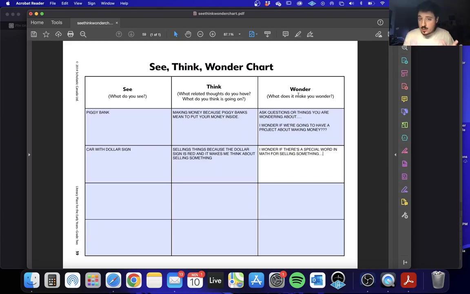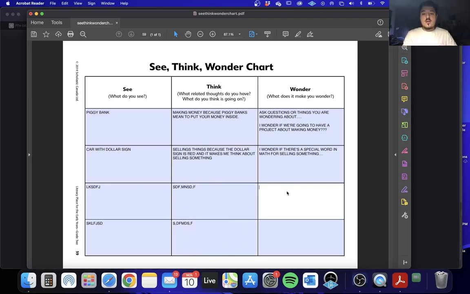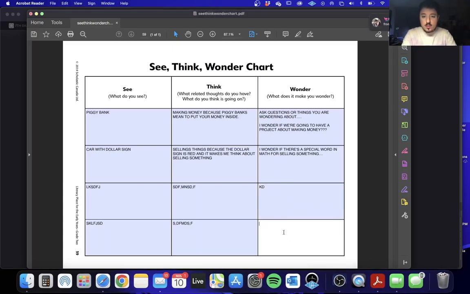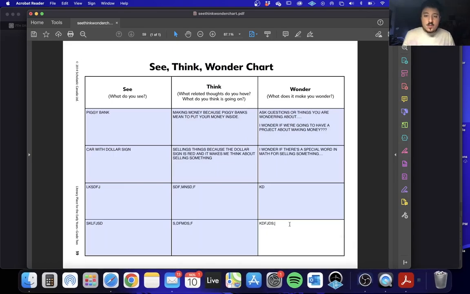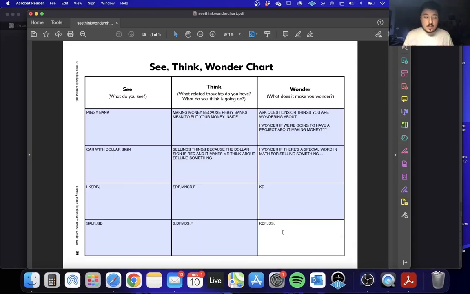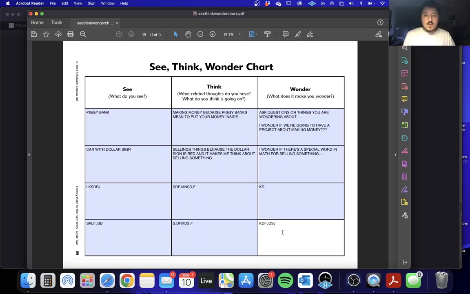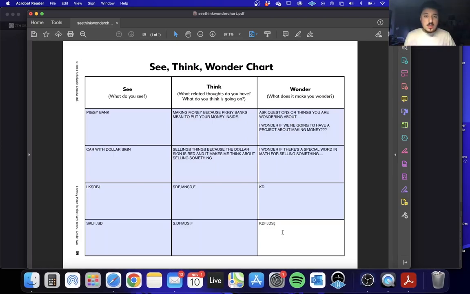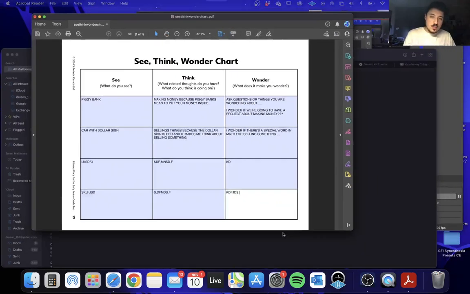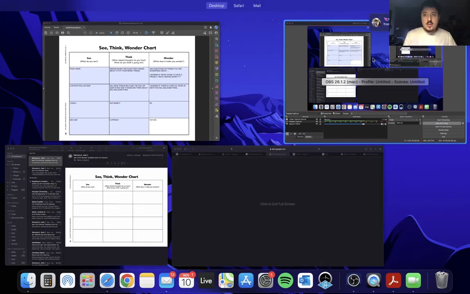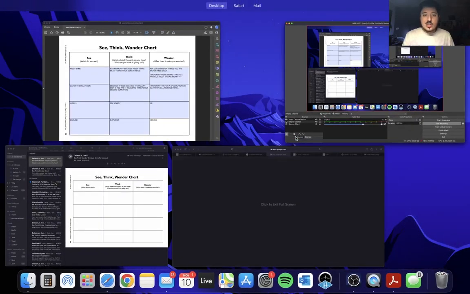All right, if you're already done, let's double check. You should have 4 things for your see. You should have 4 things for what you're thinking. And then you should have 4 things for what you are wondering. Okay? So there they are right there. If you're done, go ahead and turn that in. See 4 things, think 4 things, and wonder 4 things. When you're done, then you can go ahead and turn that in.